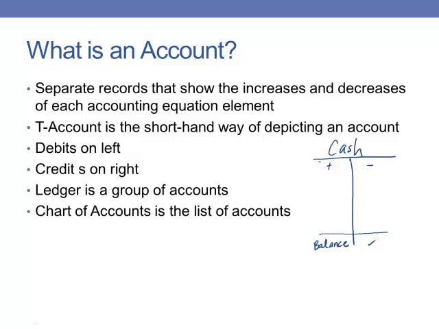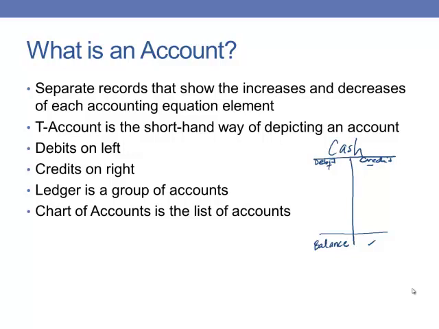Okay, debits are on the left, so this is the debit side. And credits are on the right. That's the credit side. So when we say we debit an account, we put it on the left side of the T account. If we say we credit that account, we would enter it on the right side of the T account. And you'll see when we look at a journal template, what a journal looks like where we do our journal entries, you'll see there's two columns. There's a debit column and a credit column.